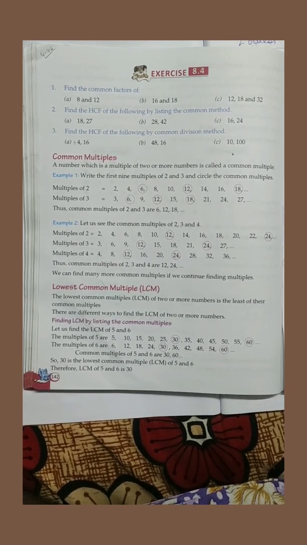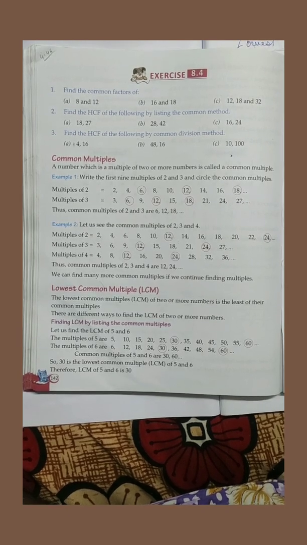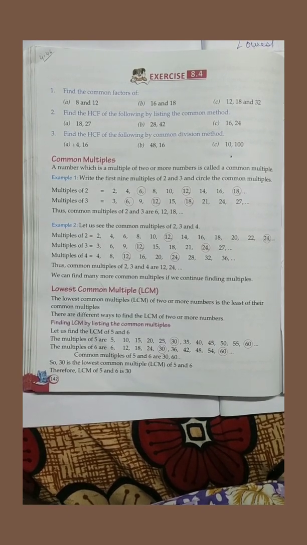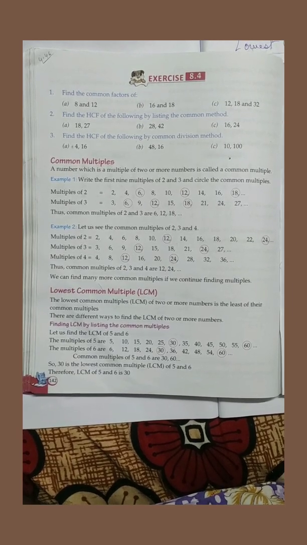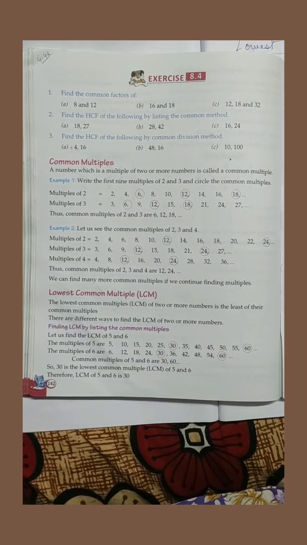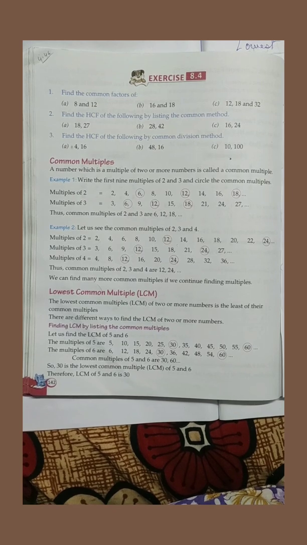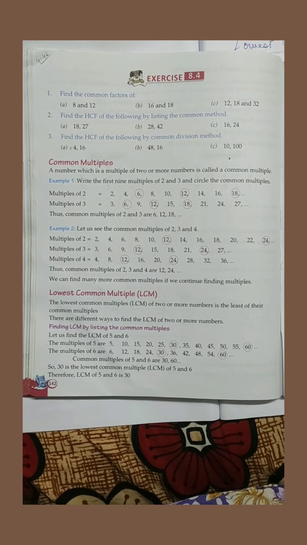So, what are the common multiples we can see? The common multiples that we can see are 6, 12 and 18 and so on, because we know that the multiples of 2 and 3 have no ending. So the common multiples will also have no ending. Am I clear?